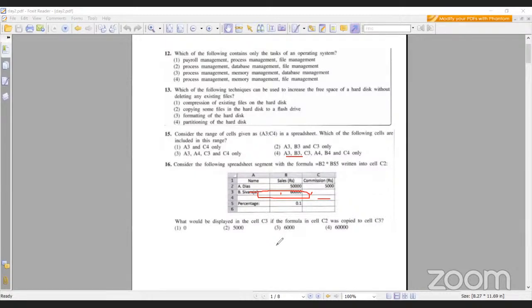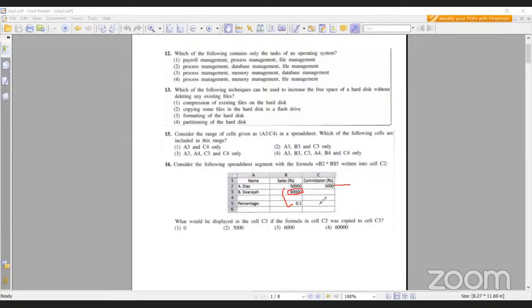What would be the display in cell C3 when the formula in cell C2 was copied to cell C3. Cell C2, you have a formula. Actually, it is coming from, you are multiplying this one by this one. That's how we are getting. When you're copying, you are dragging this down. Right? So here you have 60,000.